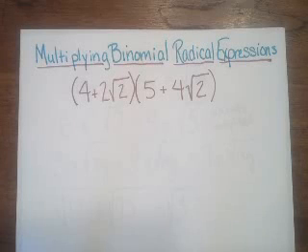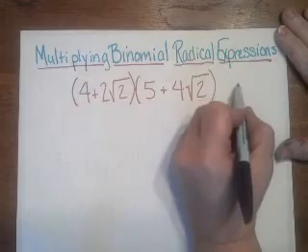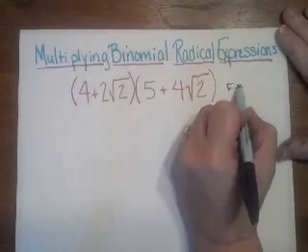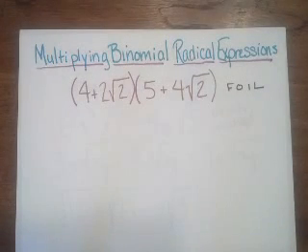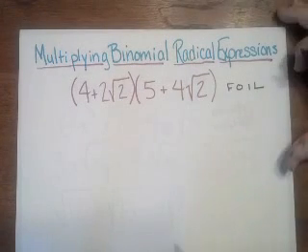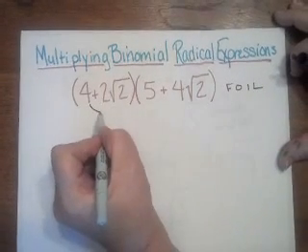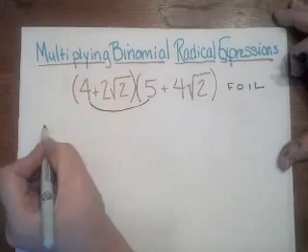the FOIL method. And we do it the same way. I'm going to remind you, FOIL stands for first, outer, inner, last. FOIL. So we're going to do the first one. So we'll take the 4 times the 5. I'm going to write it out.